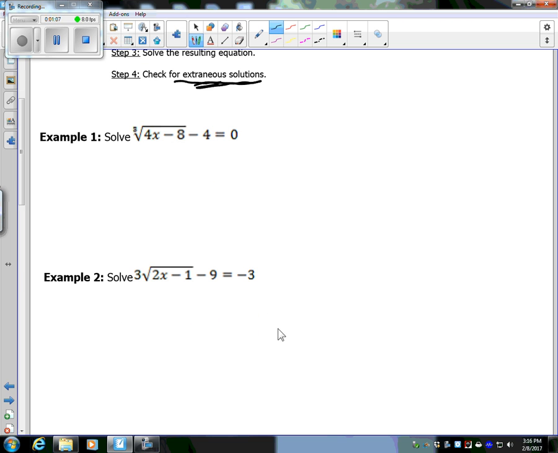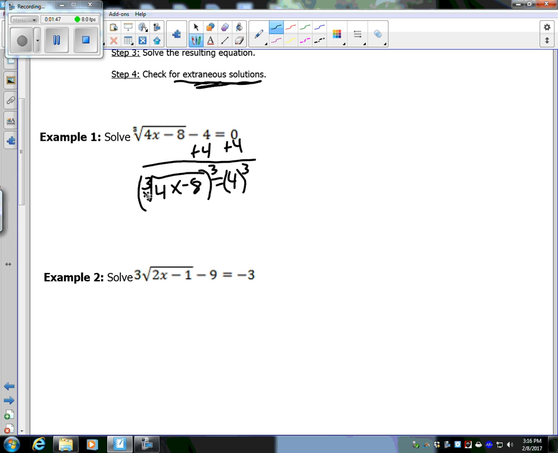Example 1, here's the radical, the cube root, and you're subtracting 4 from the cube root here. So first thing you do, isolate the radical. And you have the cube root of 4x minus 8 equals 4. Now this is step 2. The radical is isolated. You need to raise the radical to the index, cube root, so you raise it to the third. Do that to both sides of the equation.